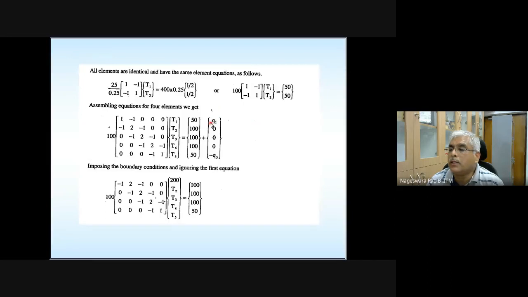Q1 minus Q2, that is from the first element, plus Q2 minus Q3. So minus Q2 and plus Q2 get cancelled. That's why it's 0 here. Similarly, here also it's going to be 0. Here also it's going to be 0. So Q1 will be there, the first one. Q5 is anyway 0.